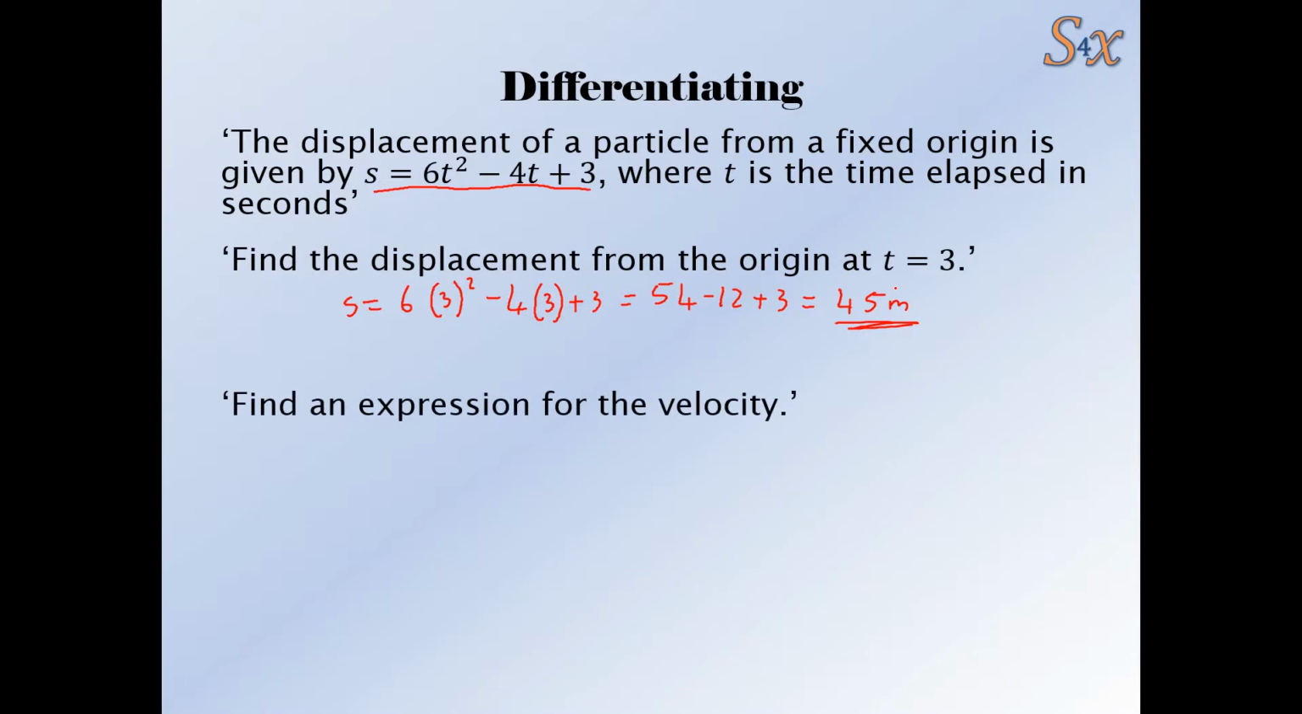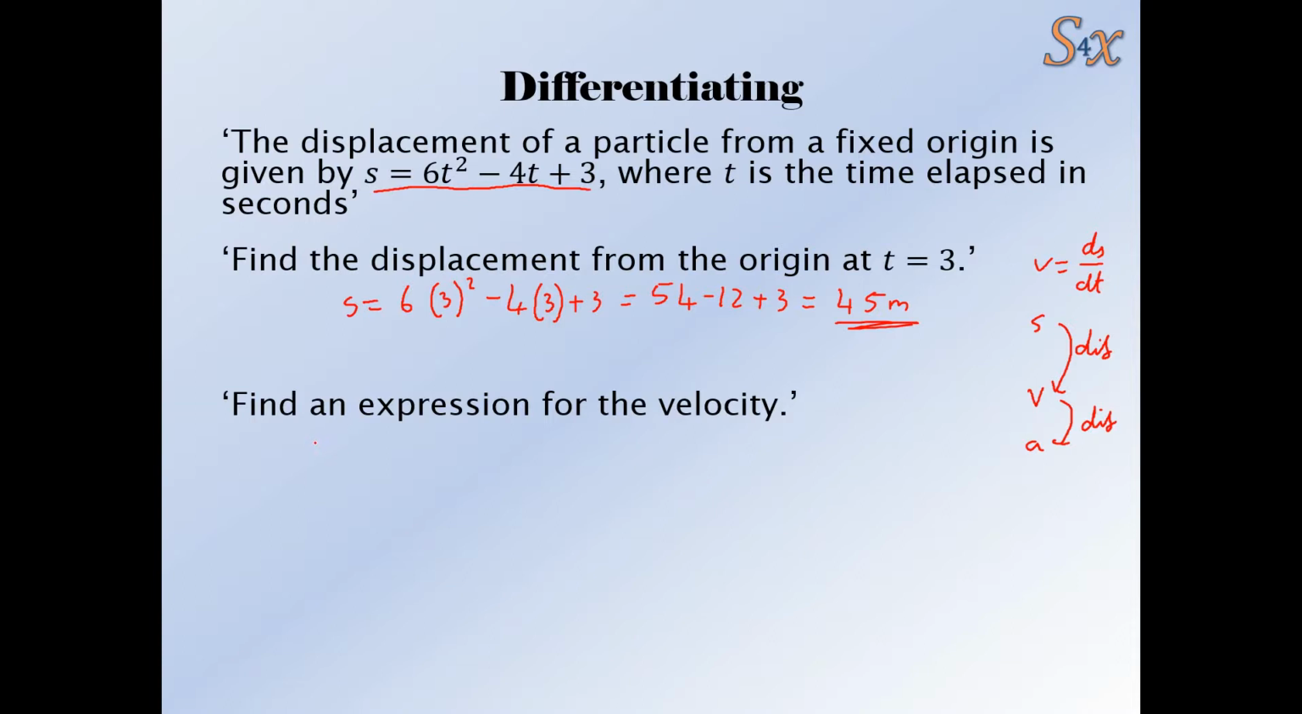And now we want to find an expression for the velocity. Well, if you remember back, we said to get from displacement to velocity, we differentiate, because v is ds by dt. So we differentiate the displacement, we get to the velocity. The big thing to remember is the order these things happen in. Displacement differentiates to give velocity, differentiates to give acceleration. That's the order it goes in for differentiation.